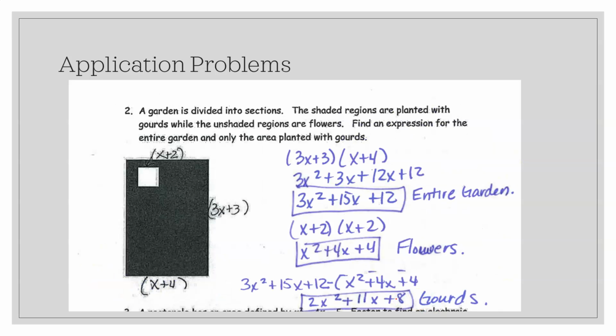Same thing here. You need to find the entire garden by taking this times this. And I got 3x squared plus 15x plus 12. Now you just need the, oh no, this times this is the entire garden. Sorry, this, you can see the arrow in there, is a square. So it's x plus 2 squared, which is x squared plus 4x plus 4. Then you need to subtract that from that to get just the gourds, which is 2x squared plus 11x plus 8.